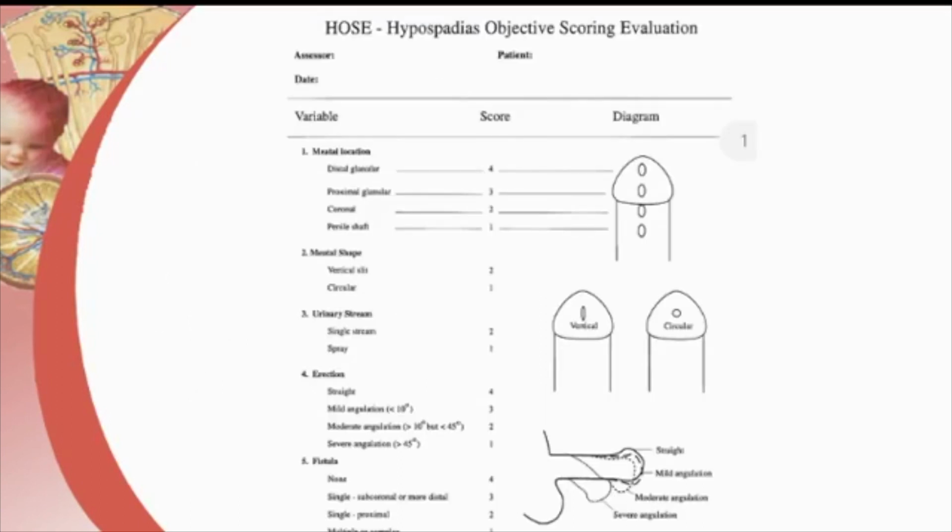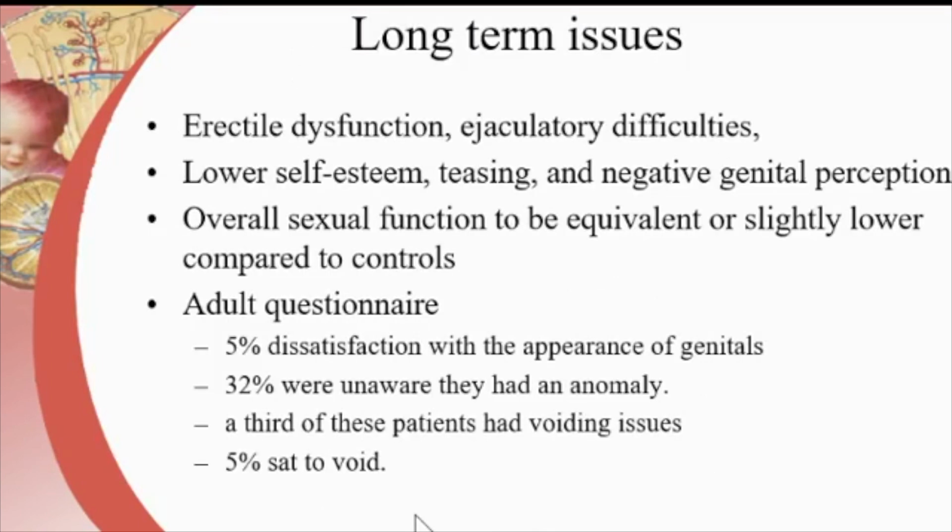Then photographic assessment, preoperative and postoperative photographs, has been applied by Lawrence Baskin and others. This is a hypospadias objective evaluation scoring system, where there are points given for meatal location. If the meatus is retracted to some of these positions, then you get these points. Then the meatal shape has got some points. Then urinary stream, whether it is spraying, whether the meatus is vertical or circular, they've got different points for it. And then how many openings there are, whether the penis is straight, the type of the fistula, all those things have got different points to score them objectively.